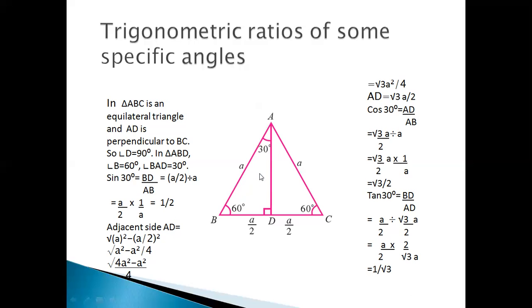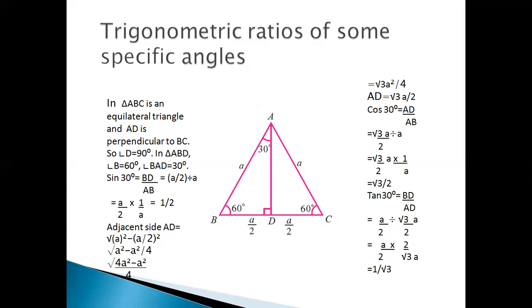Now let us find the adjacent side, because the adjacent side is not given here. Let us find the adjacent side by applying the Pythagoras theorem, because ABD is a right angle triangle. So AD is equal to root over hypotenuse square, that is A square, minus BD square, that is A by 2 whole square. A square minus A by 2 whole square is A square minus A square by 4. Now take the LCM for these two. LCM is 4. So 4 into A square will become 4A square minus A square, which is 3A square by 4. This root is for both the numerator and denominator.